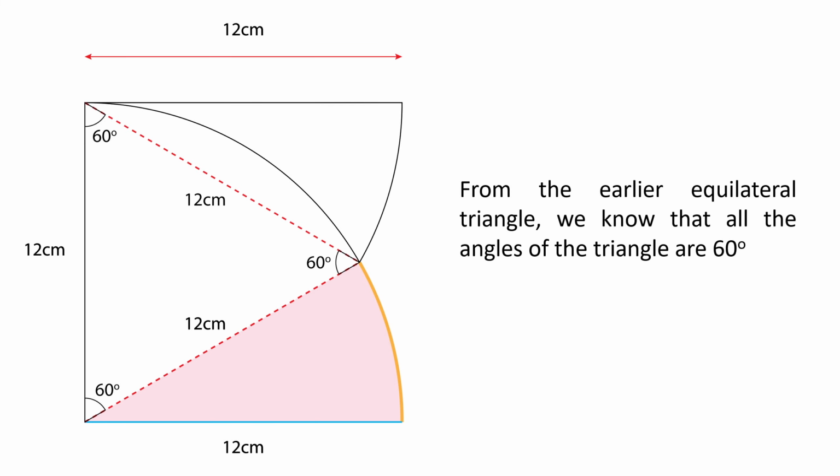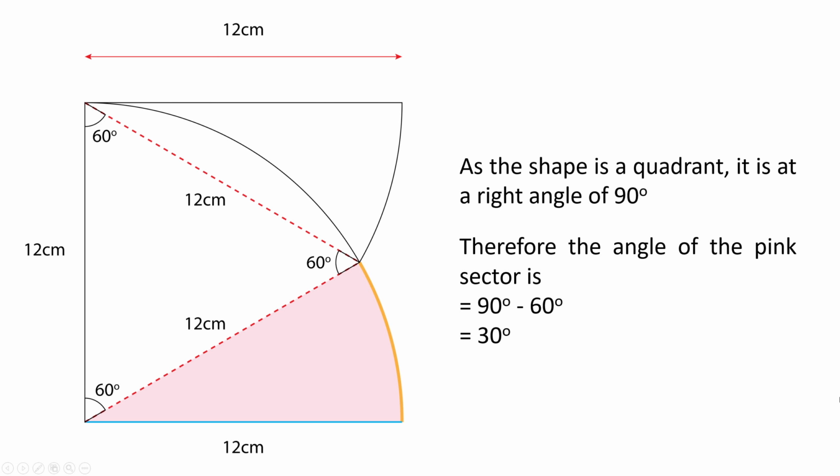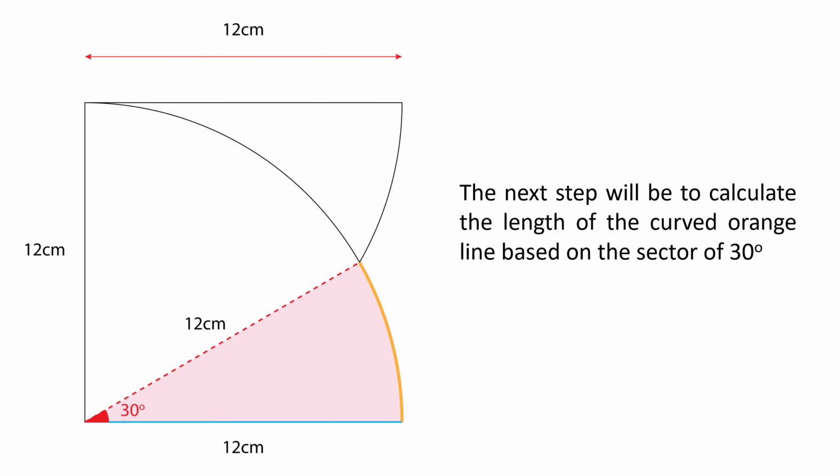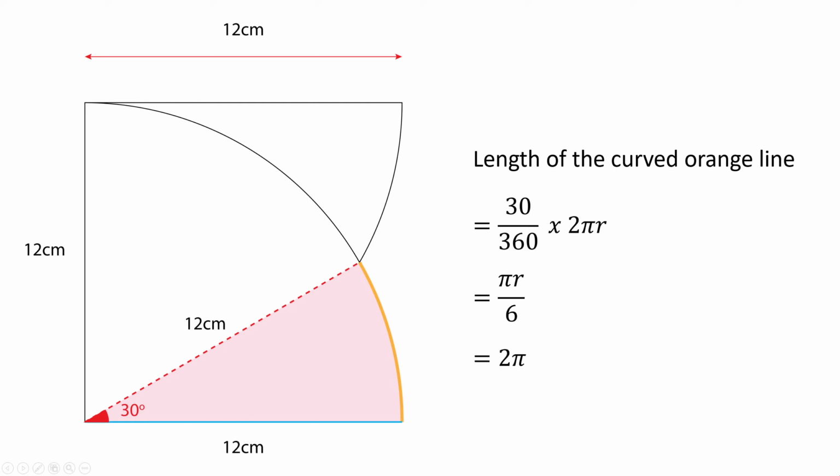From the earlier equilateral triangle, we know that all the angles of the triangle are 60 degrees each. As the shape is a quadrant, it is at a right angle of 90 degrees. Therefore, the angle of the pink sector would be 90 degrees minus 60 degrees, which will give us 30 degrees. We will now calculate the length of the curved orange line based on the sector of 30 degrees. The length of the curved orange line would be equal to 30 divided by 360 times 2 pi r. This will give us 2 pi.